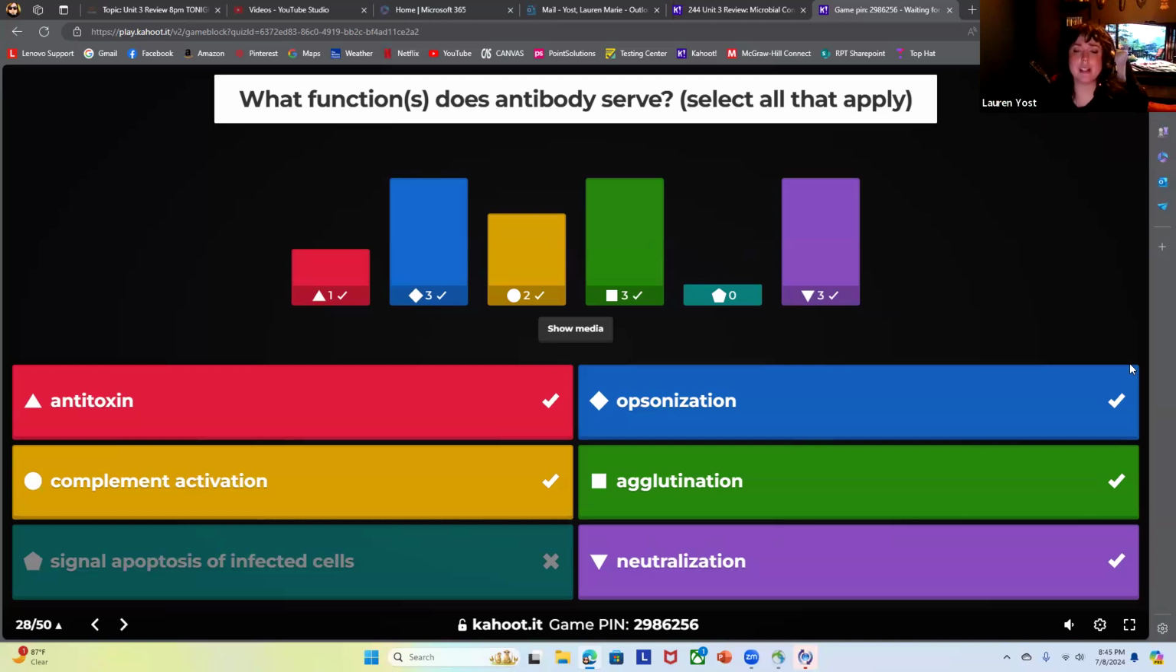And then we have neutralization. That's going to be a specific antibody interaction with like the spike of a virus so that it can't interact with its receptor on your surface. So it interacts with the key so that it can't get into the lock. So it's a very specific interaction.